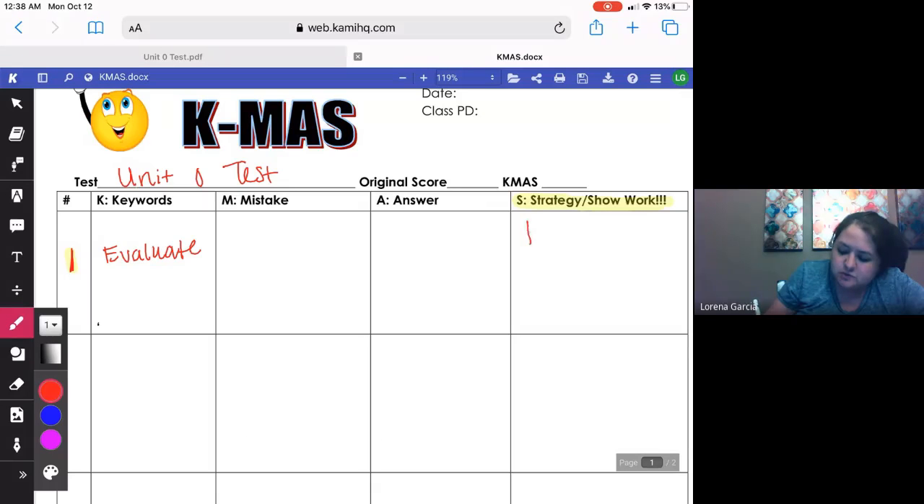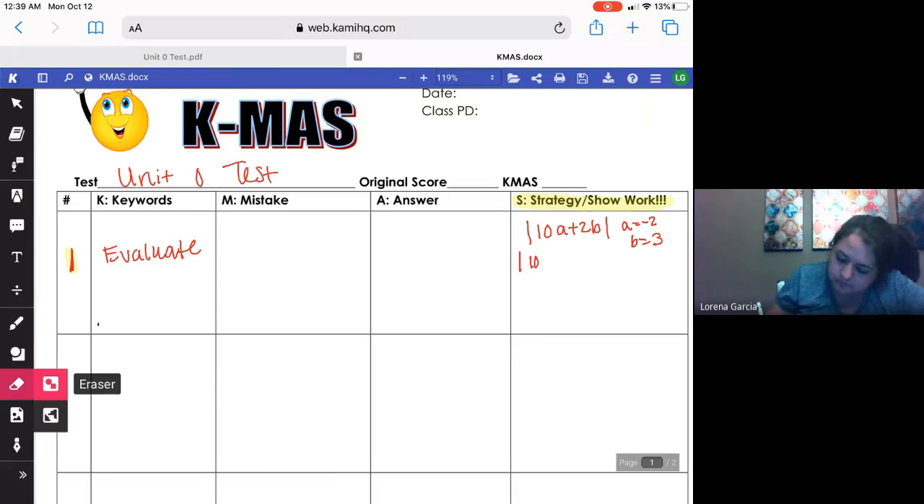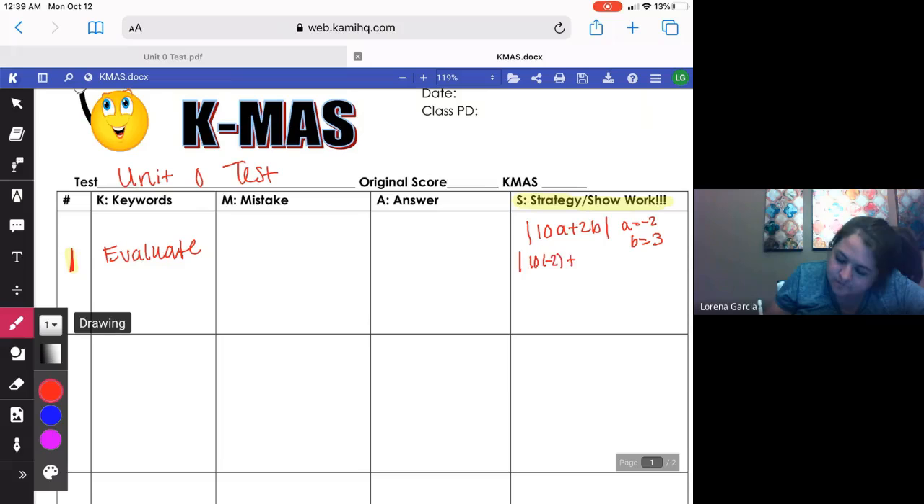This I show on the show work section. And then the problem told me that A was -2 and B was 3. So I'm going to plug in a -2 for A and a 3 for B. From there, we multiply. So 10 times -2 is -20. 2 times 3 is 6. -20 plus 6 is -14.